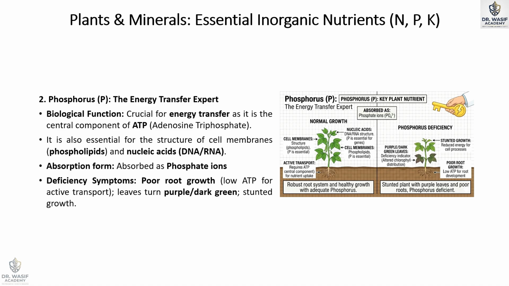So if you see purple tinged leaves and a plant that refuses to grow deep roots, then you know exactly what is missing from the soil. What is missing from the soil? That is the phosphorus.